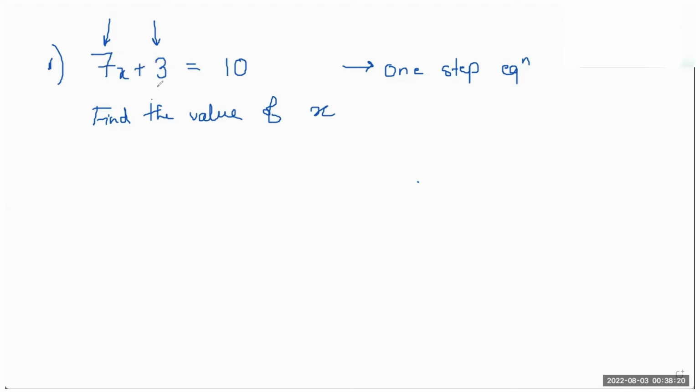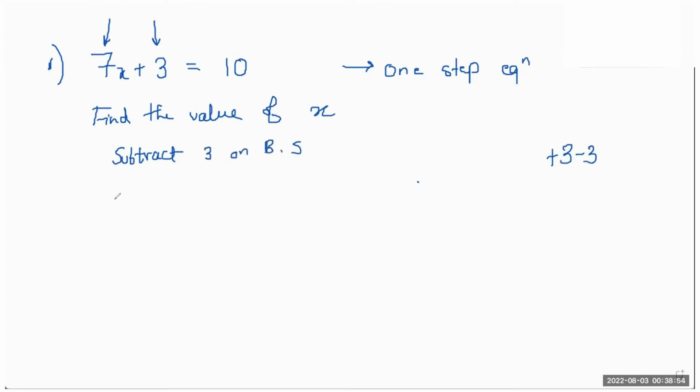Now first we'll get rid of this 3, okay? How do I get rid of plus 3? You subtract. Exactly. What do I subtract? 10 minus 7? No. You have to get rid of 3, right? If it is plus 3, how can you get rid of 3? If you subtract 3, it just goes off. So subtract 3 on both sides.